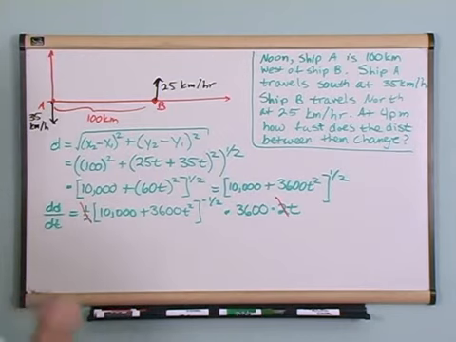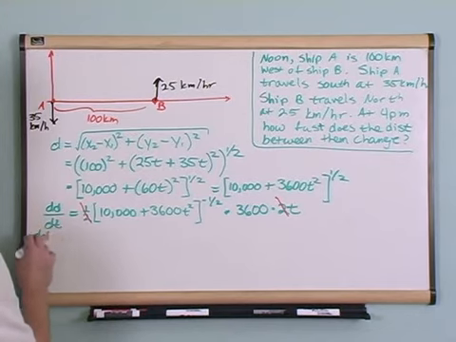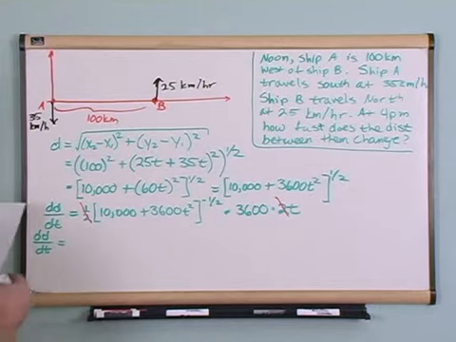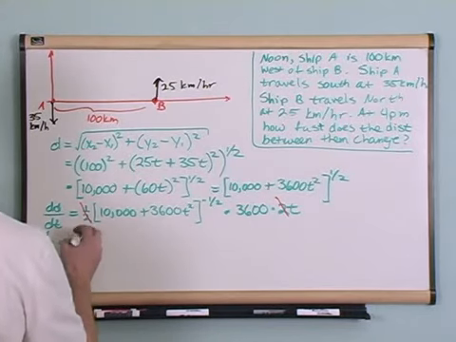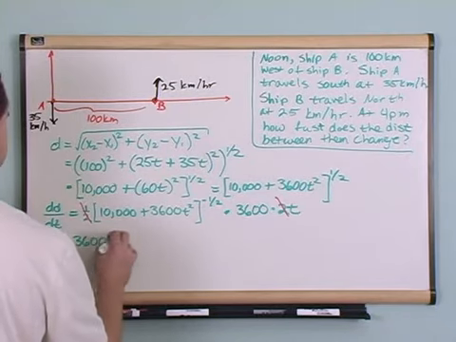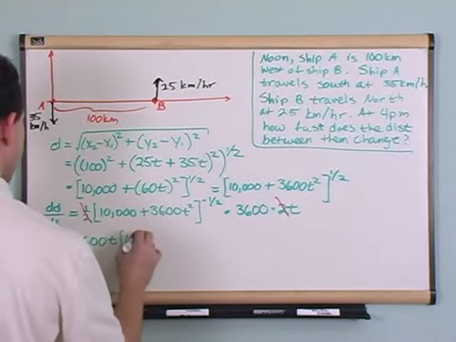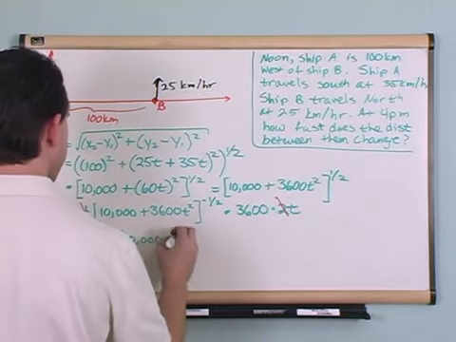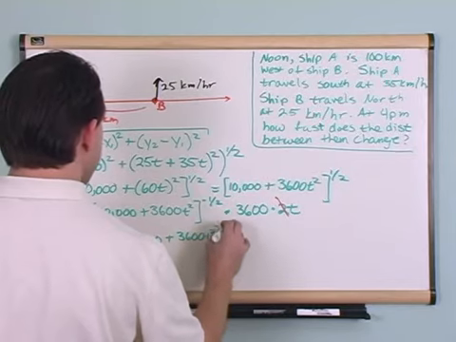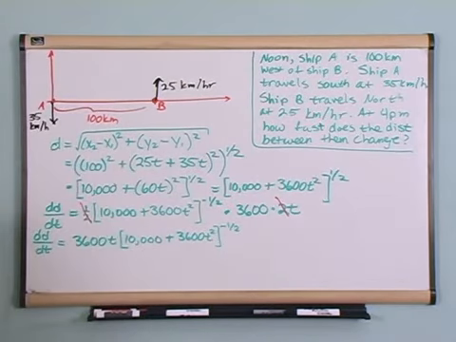And so, in the end, what you're going to have is dd with respect to time is going to be equal to, and I'm just going to basically rewrite this. What I'm going to have is 3,600 times t times 10,000 plus 3,600 t squared, all to the negative 1/2 power, like this. Okay.